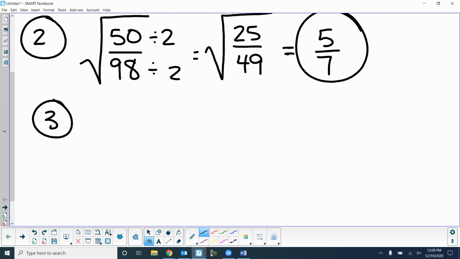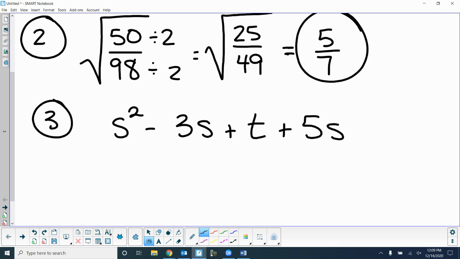Okay, number 3, just simplify the expression. This is stuff from earlier in the year, but it's similar to what we just started in chapter 6, right? Just combining like terms for our polynomials, our monomials and binomials and trinomials we started talking about last week. Okay, so what are the like terms? The s squareds, right? So 1s squared and a 5s squared is 6s squared.